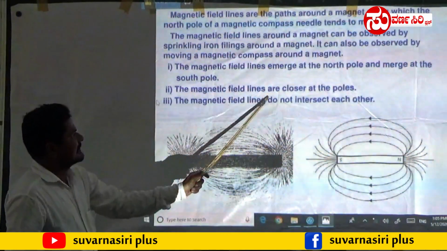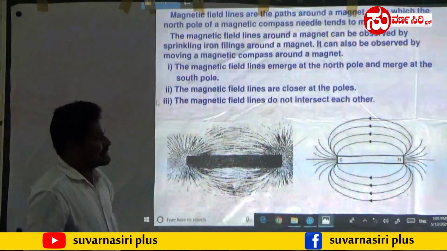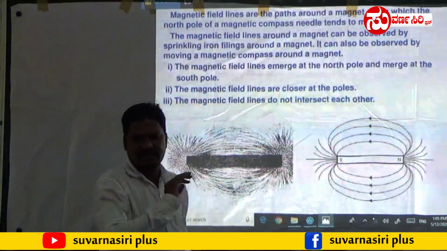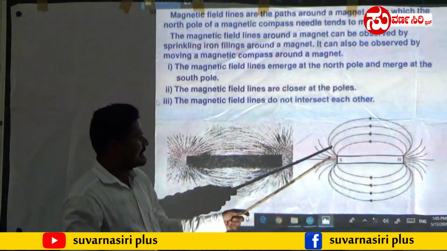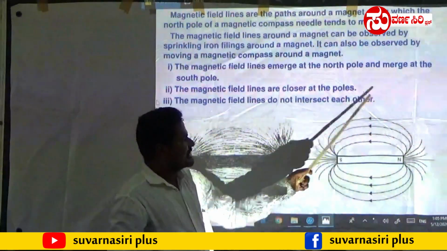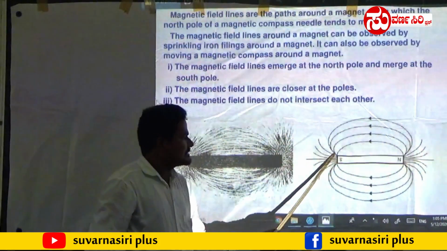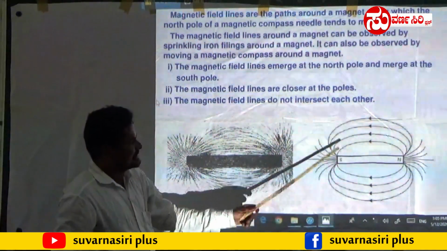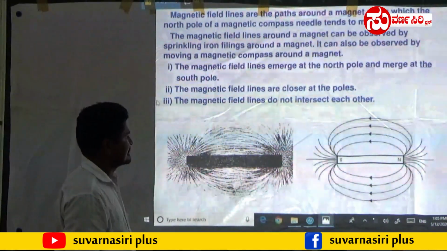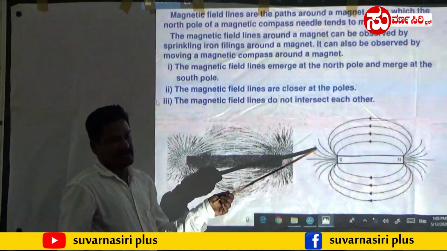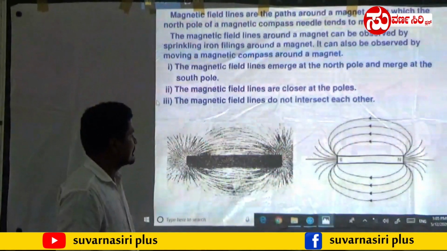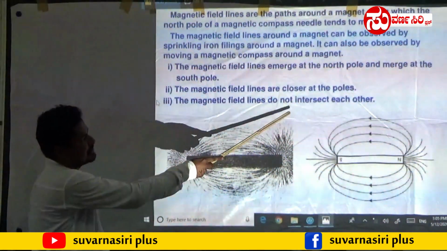And next, the magnetic field lines are closer at the poles. When we see here, they are very close. Magnetic field lines never intersect; they are not intersecting each other. Every line is separate and they are parallel to each other. At the poles we see more and more magnetic field lines. That's why the attraction of iron particles is more at the north and south poles. The magnetic field lines do not intersect each other.